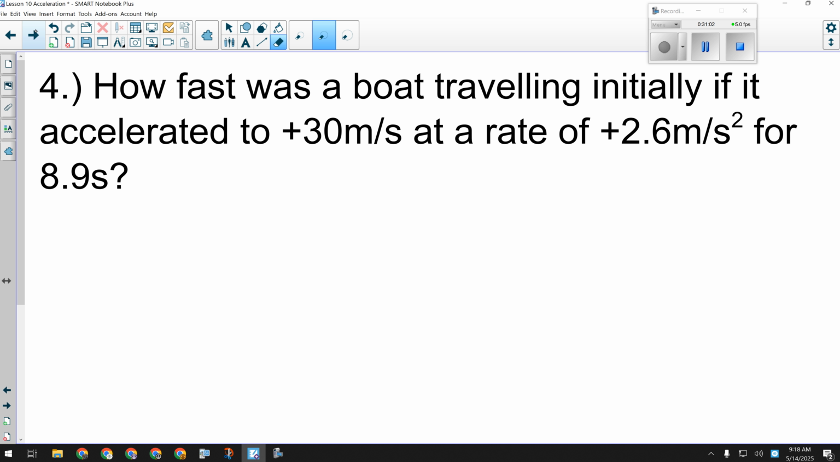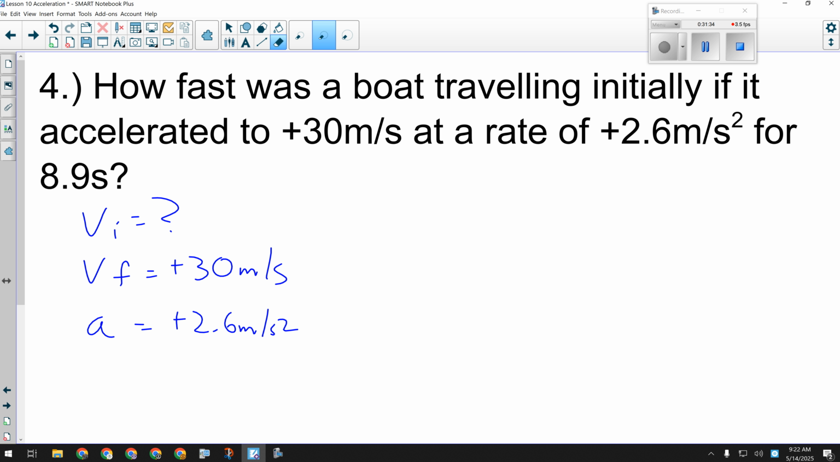Now you're solving for something else. Give this one a try. Okay, so how fast was a boat traveling initially? What am I looking for? VI, right. Okay, if it accelerated to positive 30 meters per second, final velocity, at a rate of positive 2.6 meters per second squared, acceleration, for 8.9 seconds. All right, so that would be time. All right, so there's our givens.